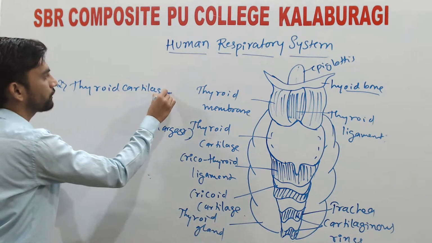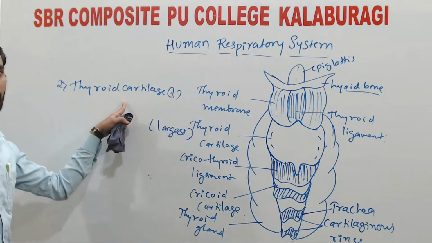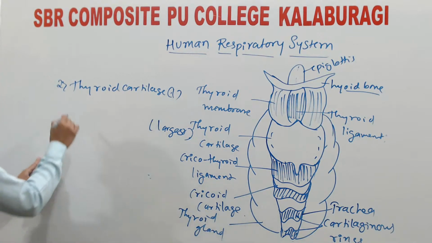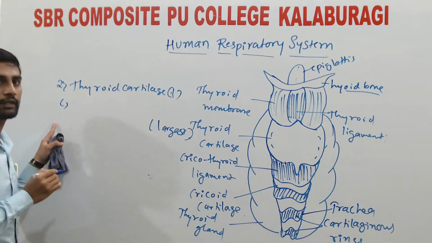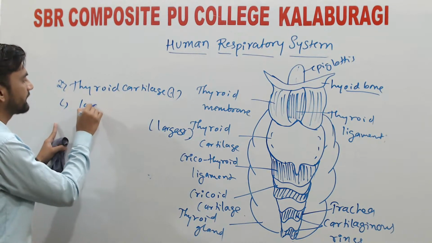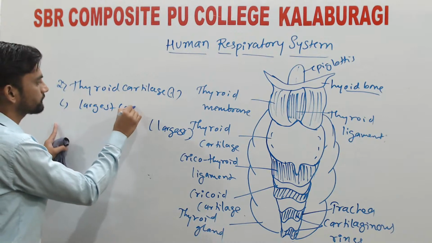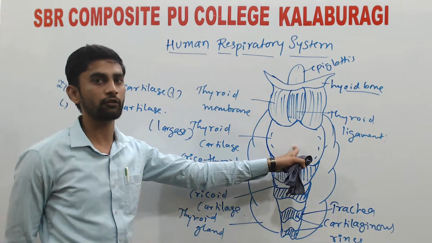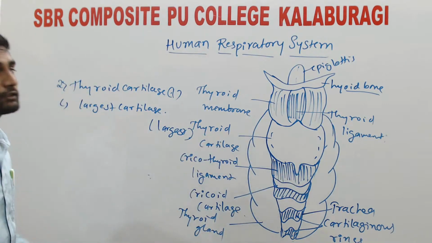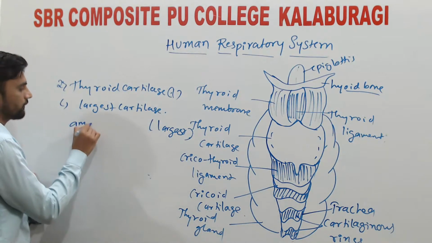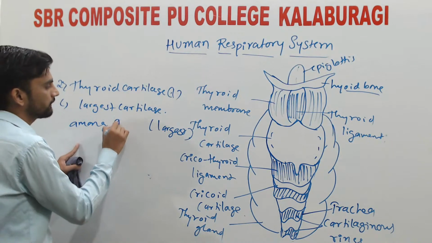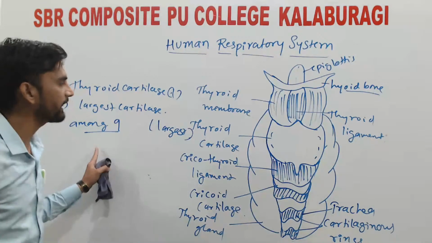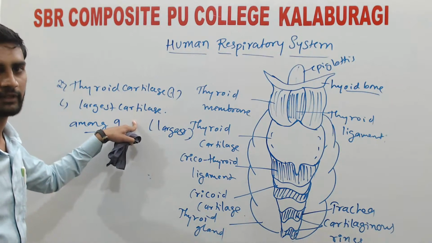I've already told you that the thyroid cartilage is also single in number, meaning it is also an unpaired one. And one more important thing about the thyroid cartilage is that it is the largest cartilage. The diagrammatic representation shows that this is the largest cartilage among the 9. In total, 9 cartilages are there, including the paired and unpaired. Out of 9, this is the largest one. Are you getting my point?